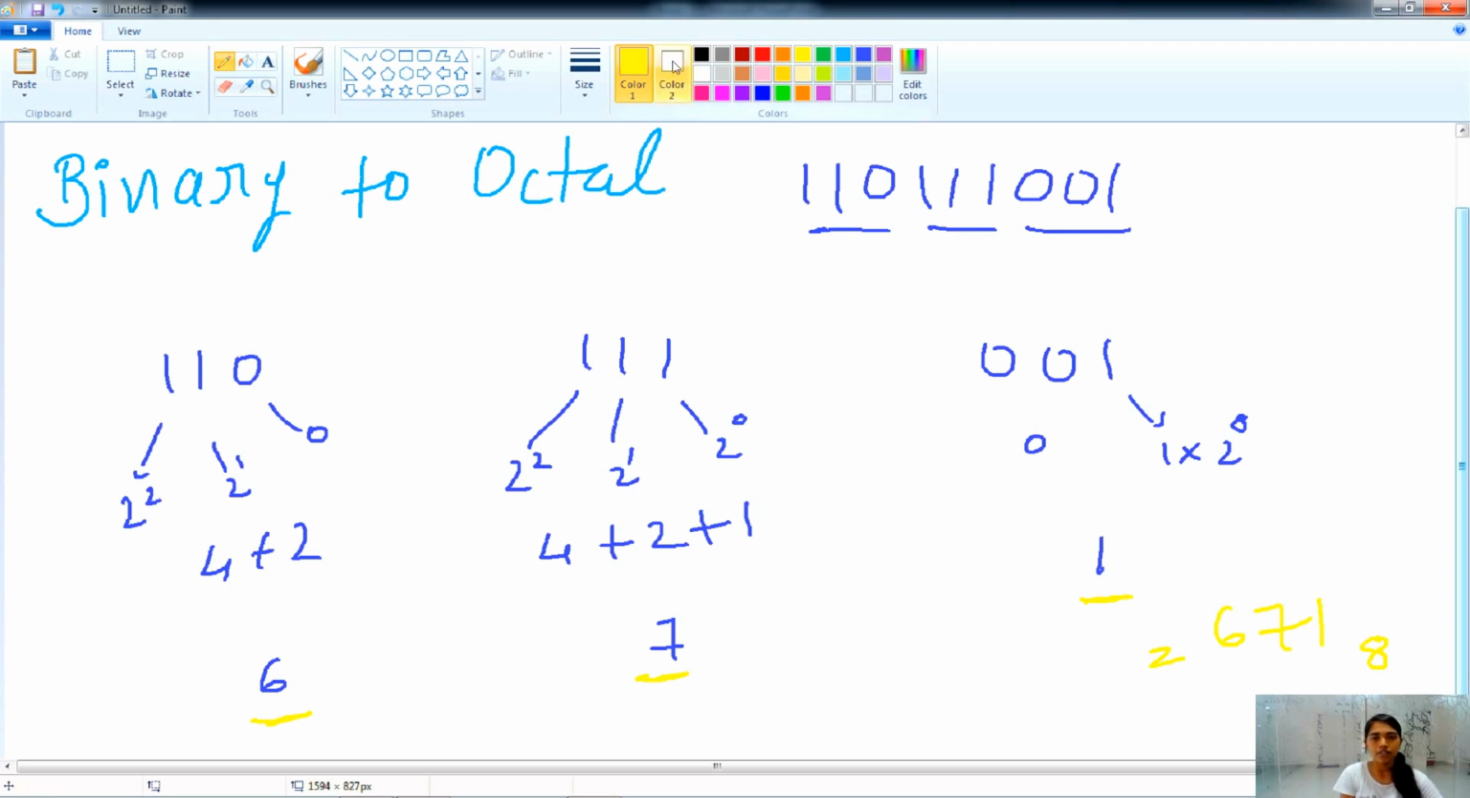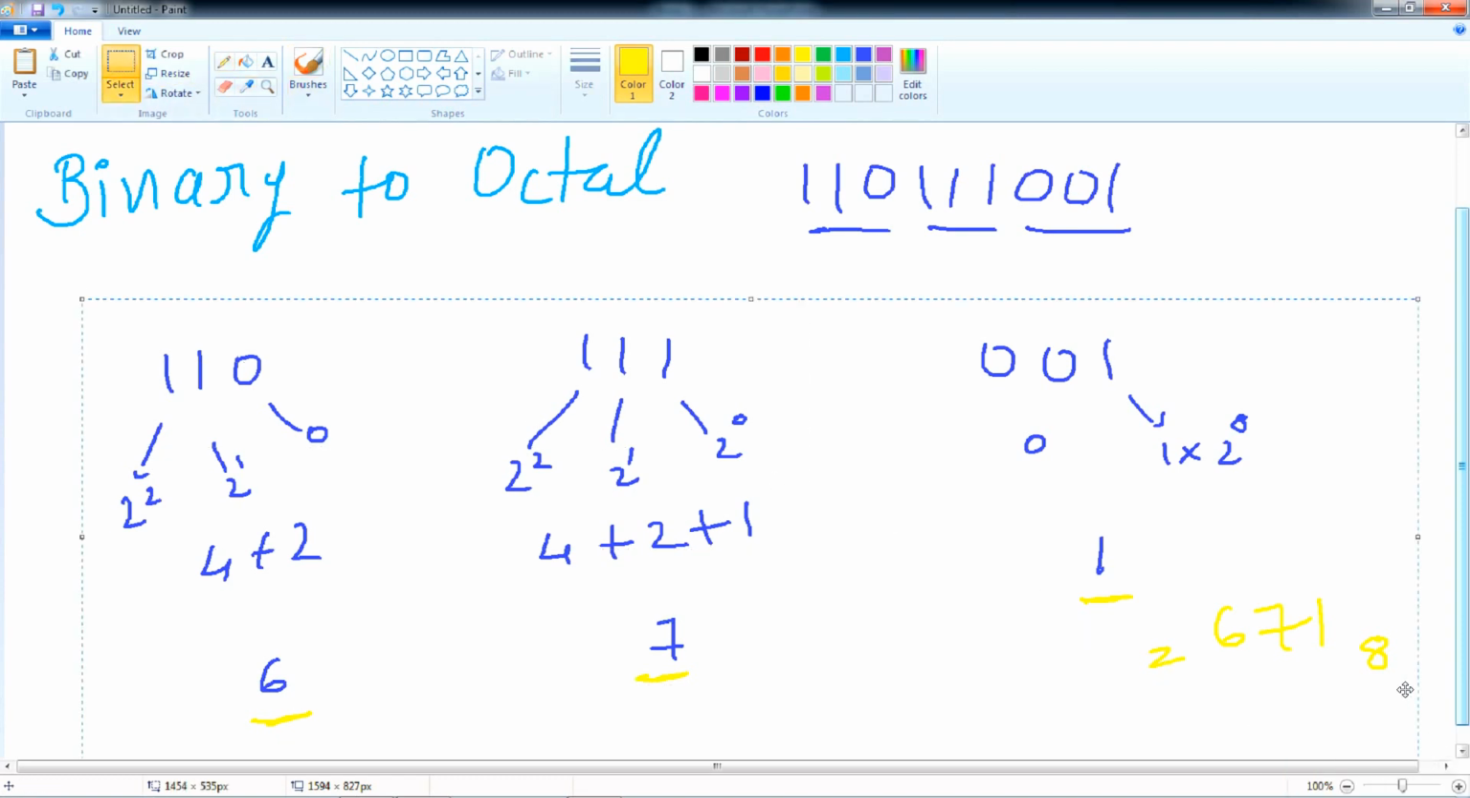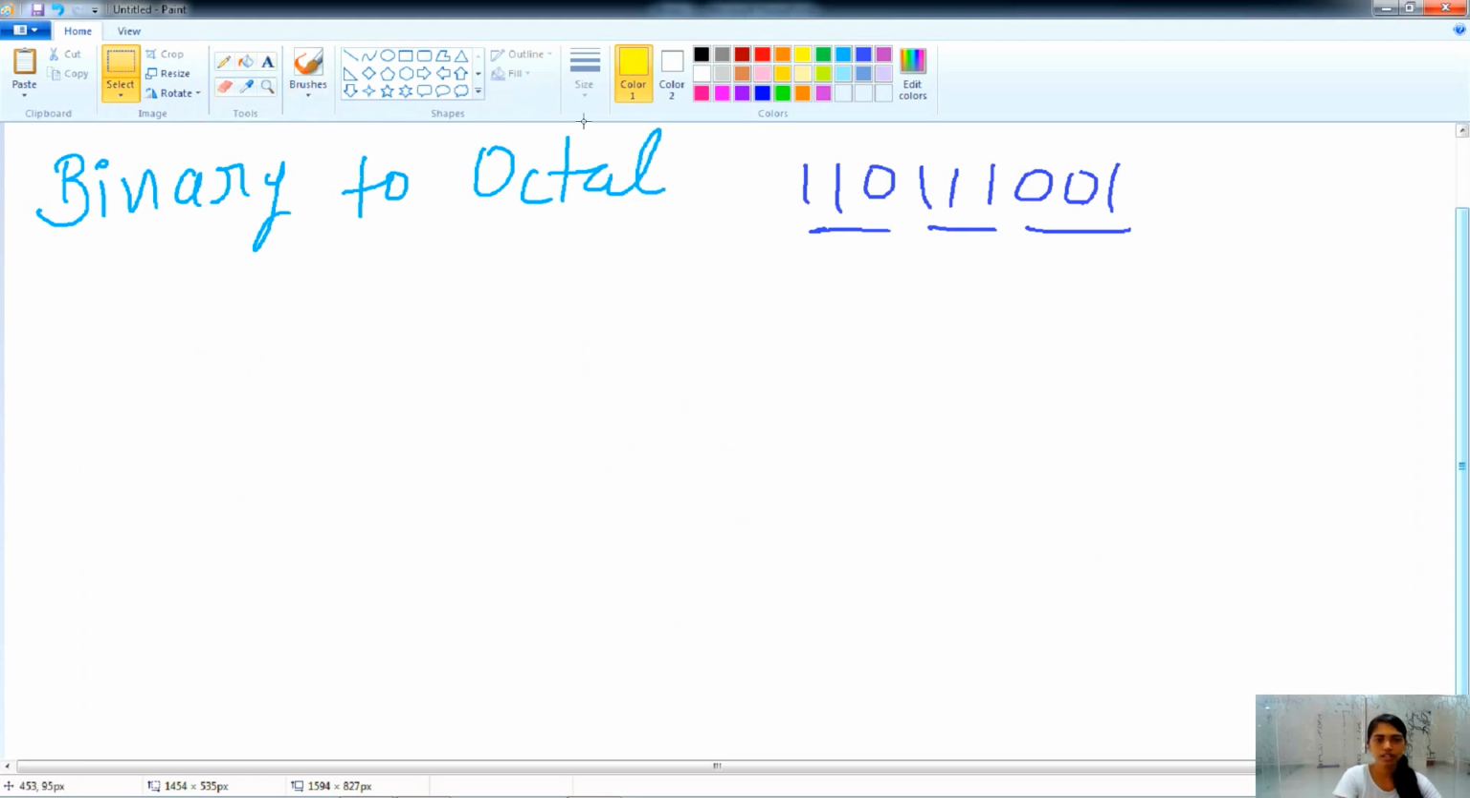Again, we will take another binary number. For that, I'll need some space. So delete. The other number that we will take is 0, 0, 1, 1, 0, 0, 1, 1, 1, 0.